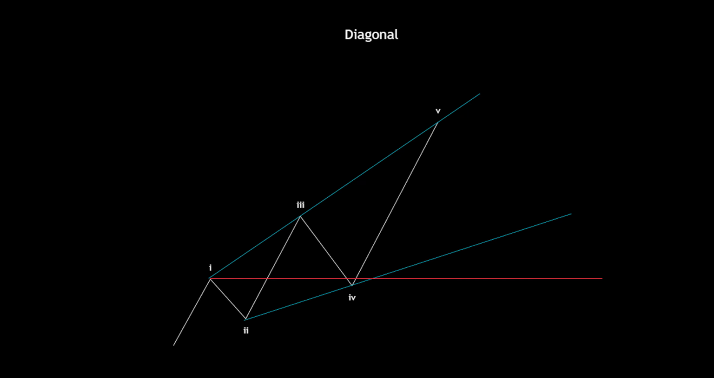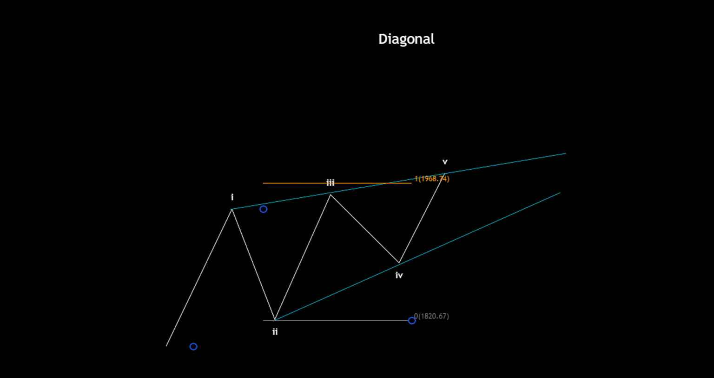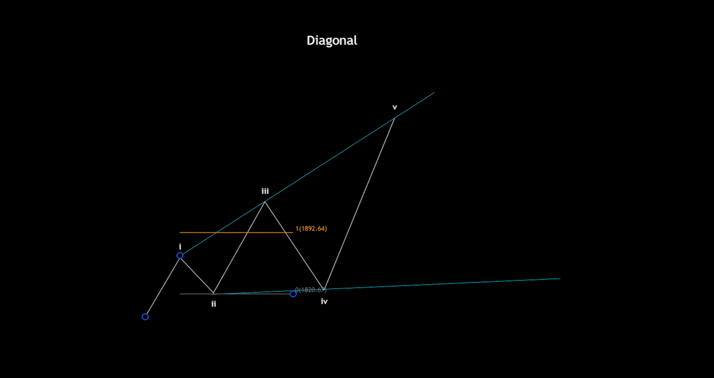Both of these diagonals can be contracting or expanding. For contracting diagonals, wave 3 is smaller than wave 1 and wave 5 is smaller than wave 3. The same goes for the corrections, as wave 4 would be smaller than wave 2. For expanding diagonals, wave 3 would be larger than wave 1 and wave 5 would be larger than wave 3. The same goes for the corrective parts of the structure.